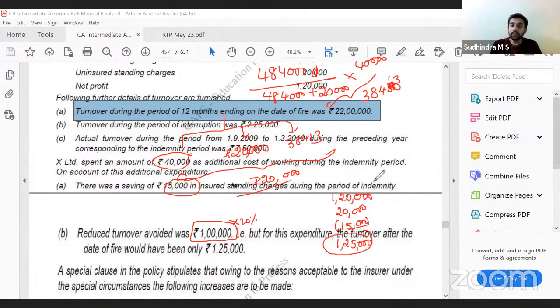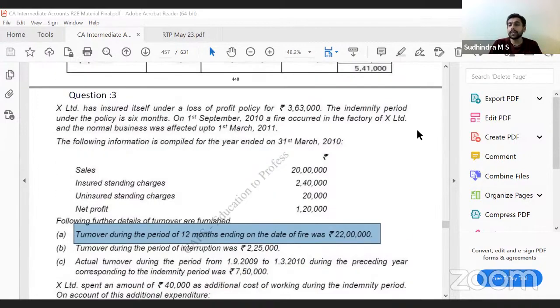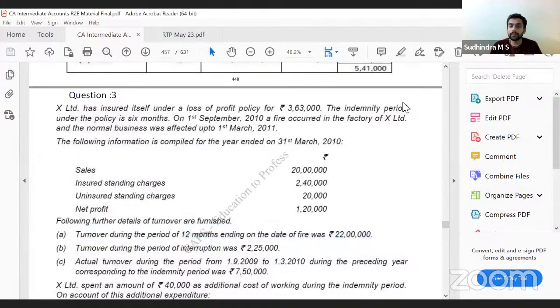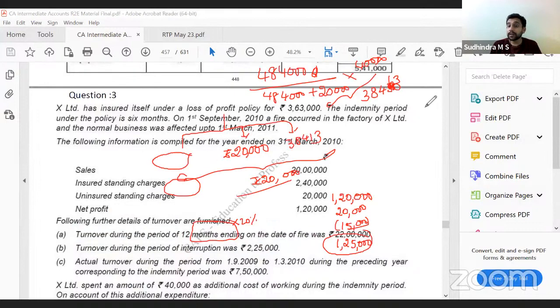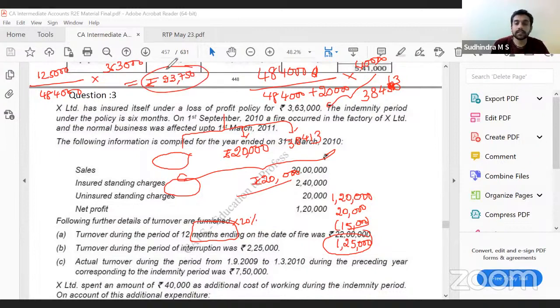Now, GP on AAT is 4,84,000. What was the insured amount? 3,63,000. Tell me whether average clause is applicable. Yes, it is applicable because GP on AAT 4,84,000 is greater than the insured amount. Since the average clause is applicable, the loss of 1,25,000 divided by GP on AAT 4,84,000 into 3,63,000 will give us the claim, which is 93,750. Is everyone clear? Yes, sir.